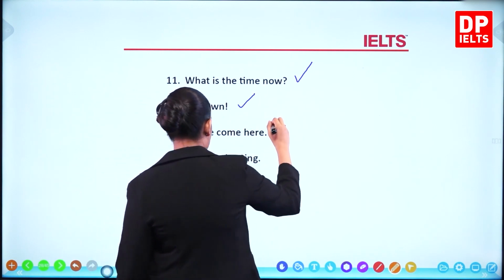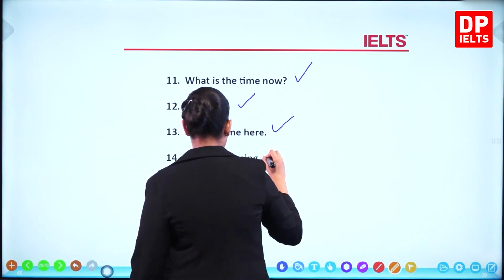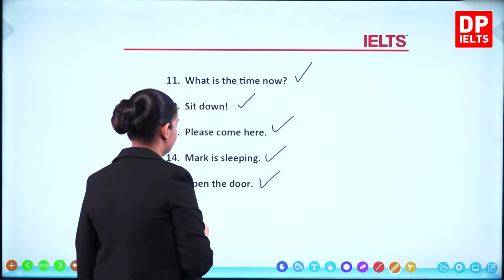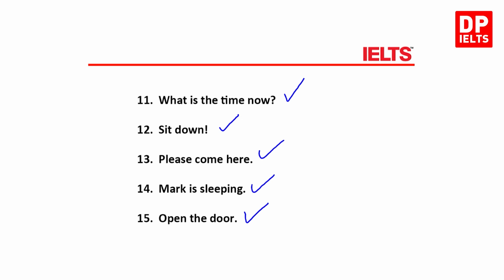Please come here, yes. Mark is sleeping, yes. Open the door, yes. What is the time now? இப்போது எத்தனை மணி? இது ஒரு question. Interrogative question, yes. Sentence. Sit down.